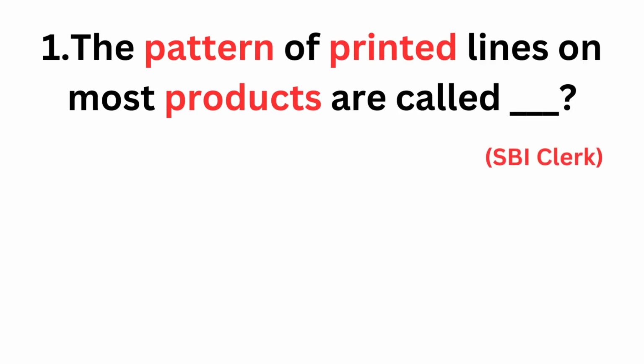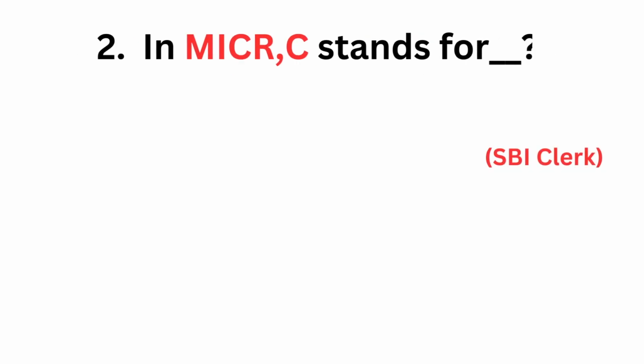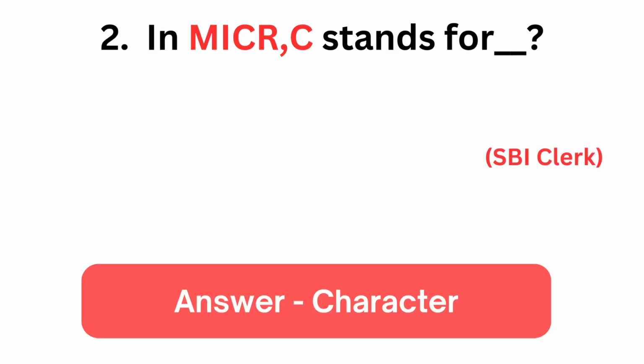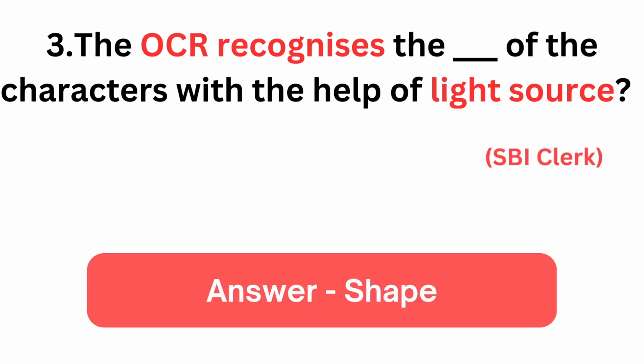The pattern of printed lines on most products are called what? Barcodes. MICR stands for what? Character. The OCR recognizes the shape of the characters with the help of light source.